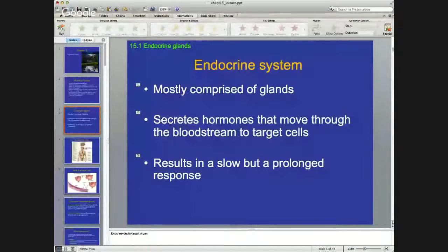So what is the endocrine system? Let me share my screen with you. Okay. The endocrine system is comprised mainly of glands. The endocrine system secretes hormones, and these hormones move through the bloodstream to target cells. And it results in a slow but prolonged response.